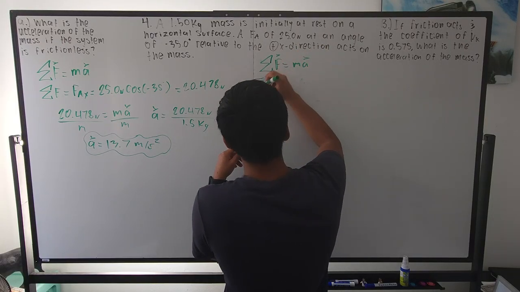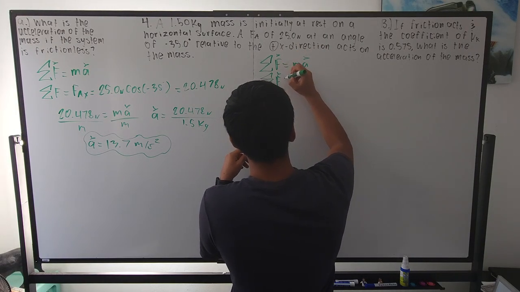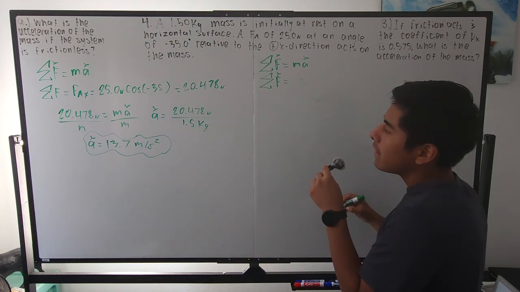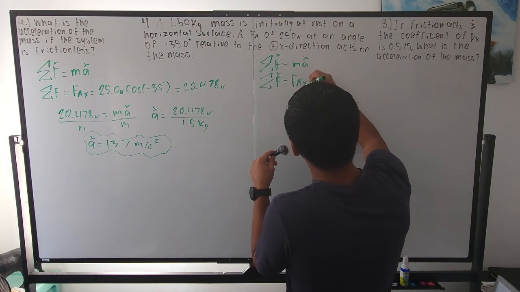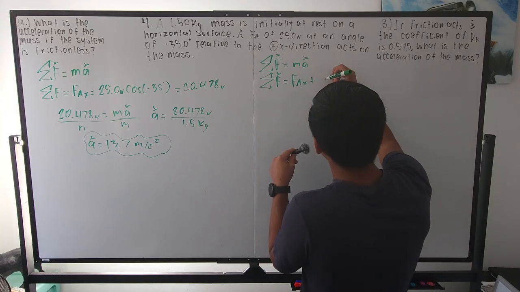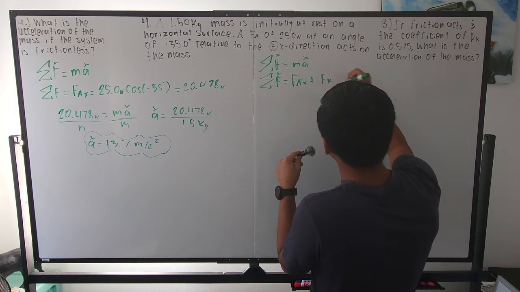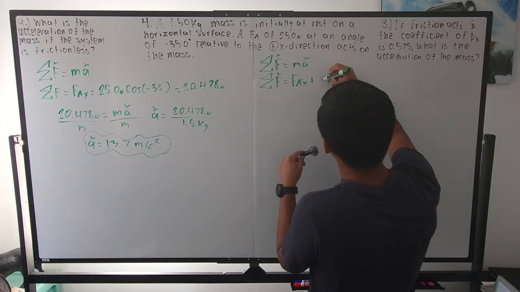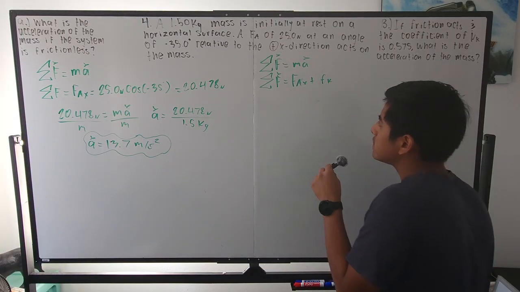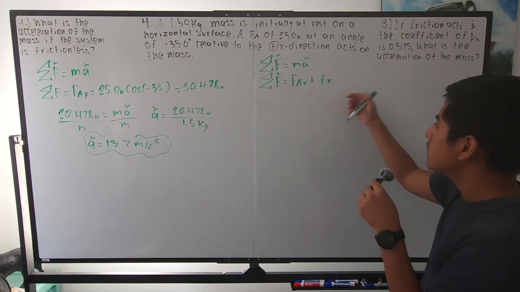And then I'm going to write down all the forces that I have present here. So in this case, I'm going to have the applied force in the x direction, and I'm going to have the force of kinetic friction. I'm going to write this in a lowercase f. Now I'm going to take into account the direction of these.